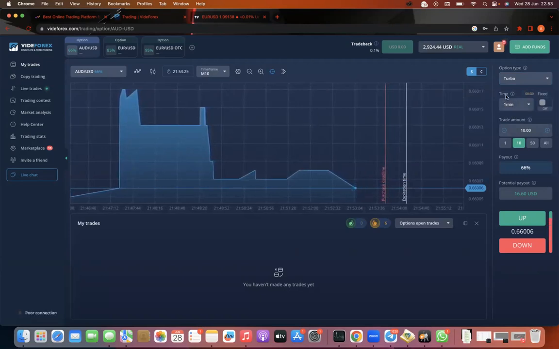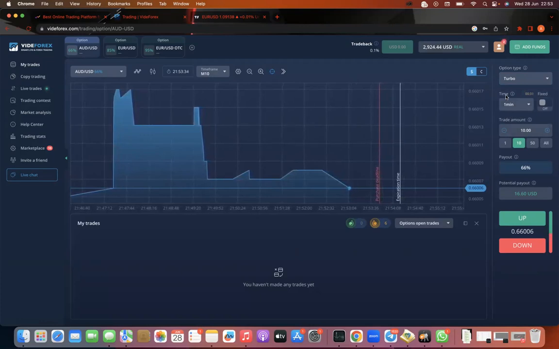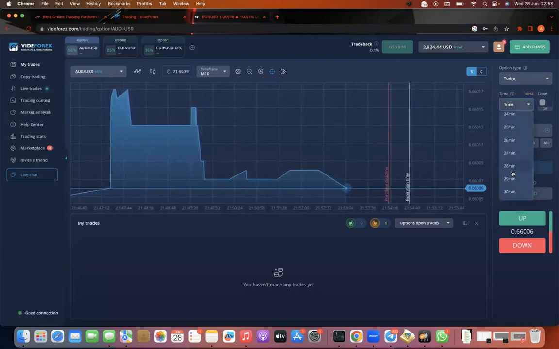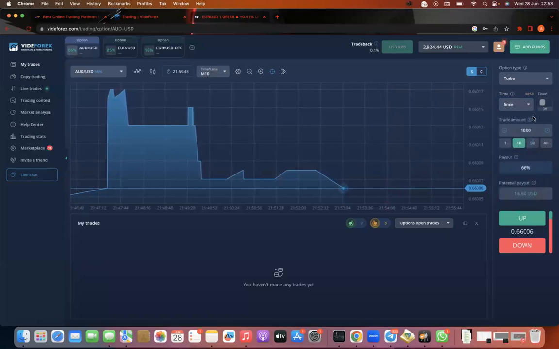Now you can see this time is what we call your expiration time here. You can select how long you want your trade to last for. So how long do I want my trade to last for? I want my trade to last for 1 minute. Select 1 minute. If I want it to last for 2 minutes, 3 minutes, 4 minutes, I'm going to put it at 5 minutes here.